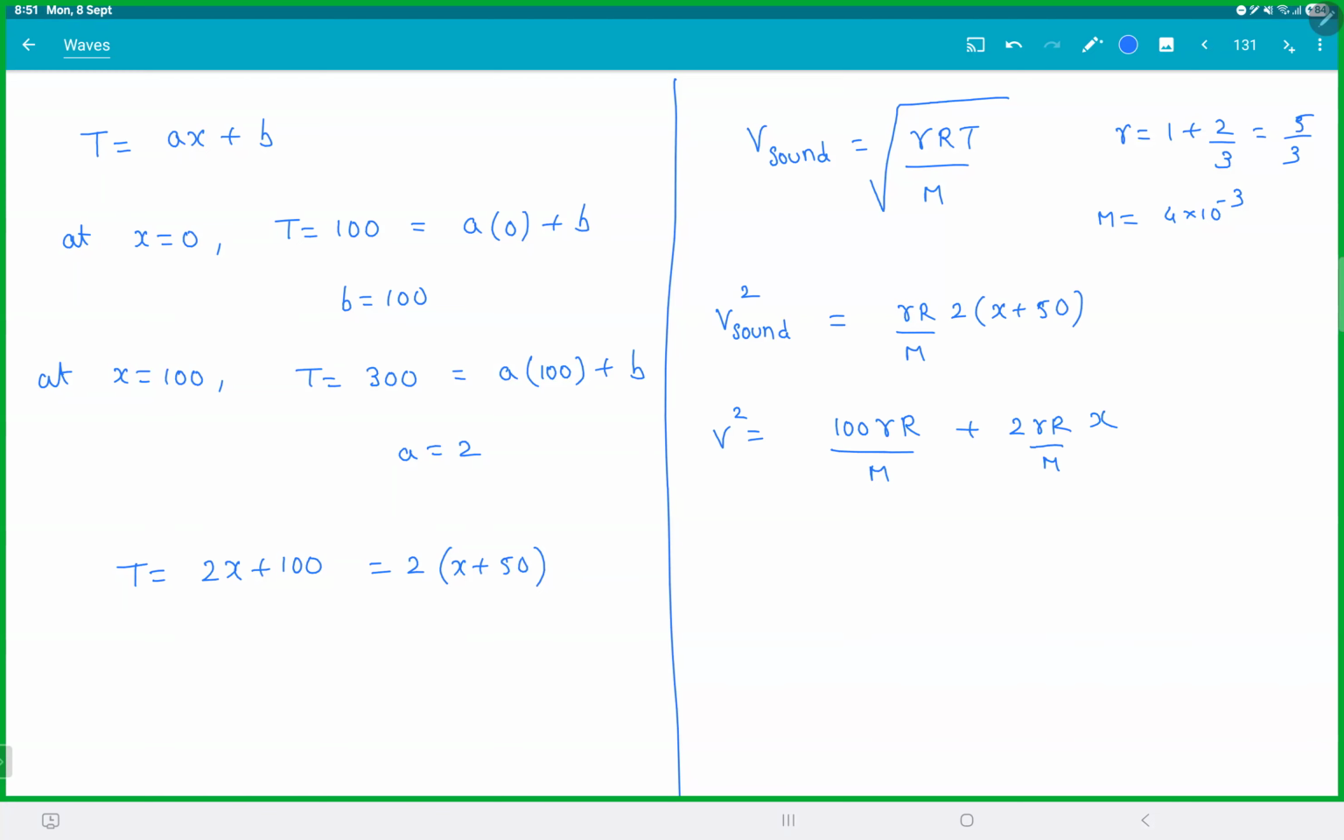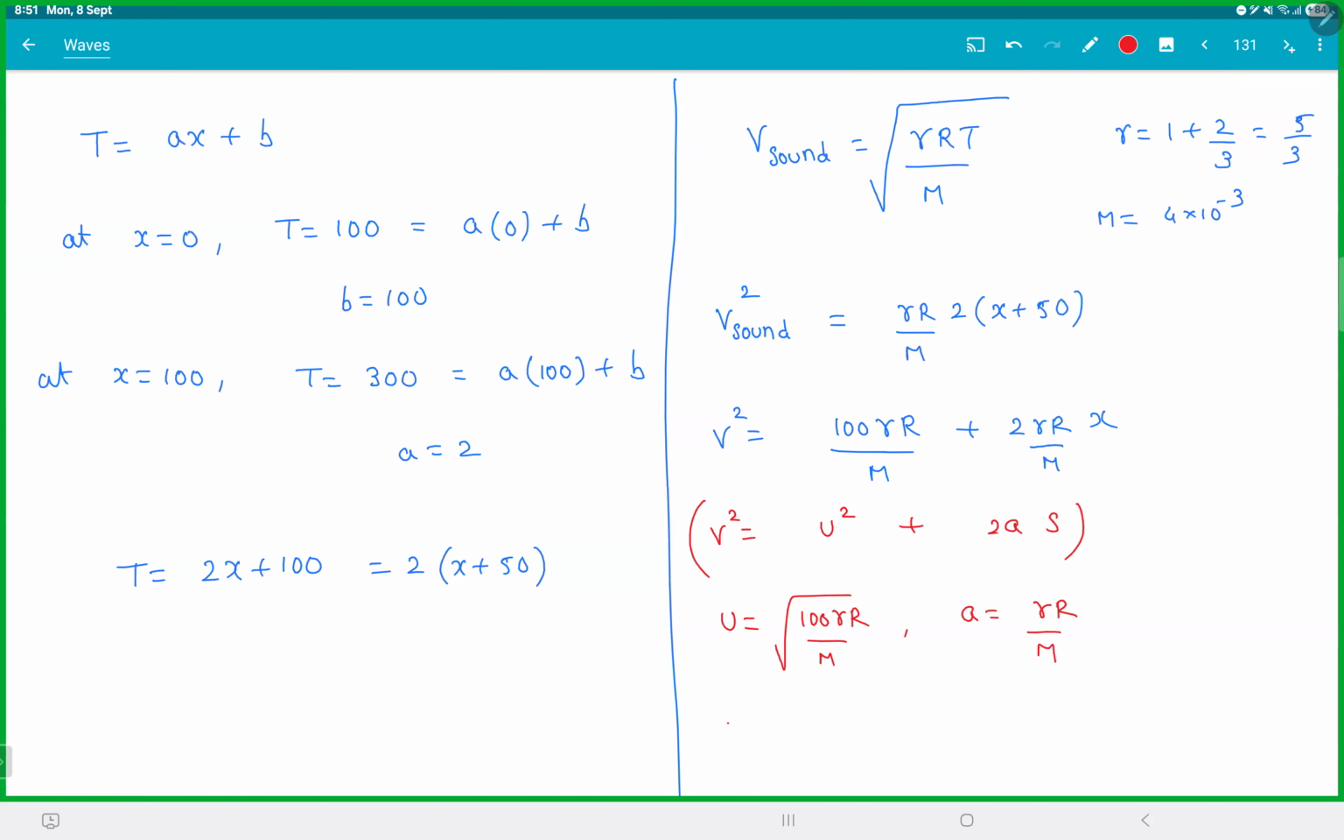Can you see something? V square, U square, 2AS. You get a constant acceleration. Or you can integrate. If you didn't figure that out, you can always integrate dx by dt and get it. So your initial speed is root over 100 gamma R by M. So this sound actually travels with a constant acceleration, which is gamma R by M.